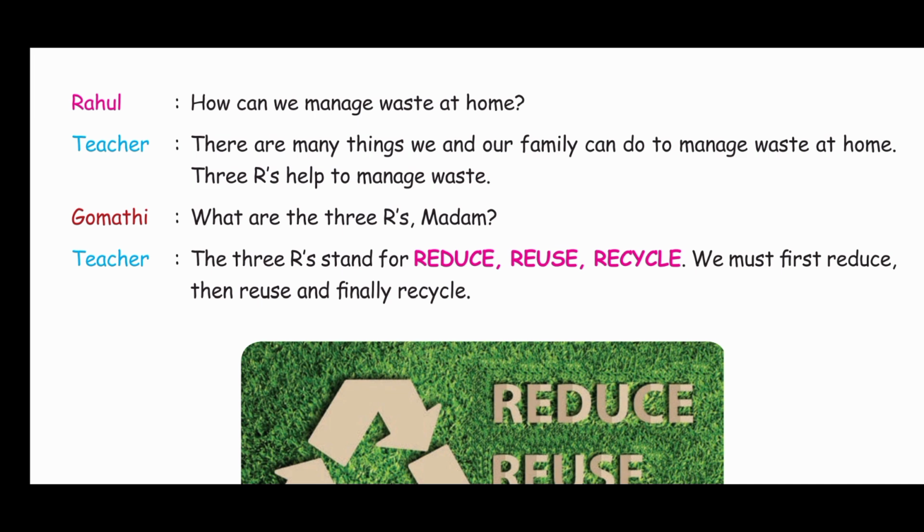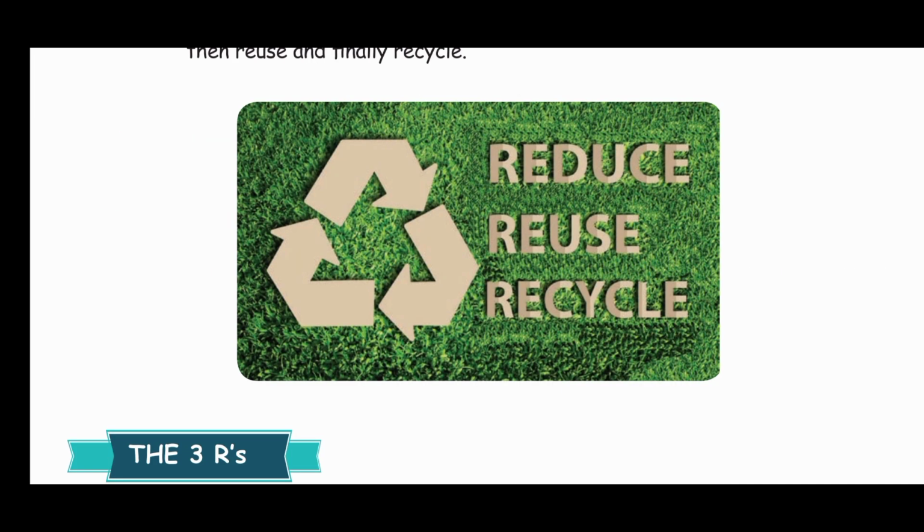The first R denotes reduce, that is, limit the usage. Reuse means waste which can be reused for some other purpose. Third one, recycle. We have to recycle that and use it again. We must first reduce, then reuse and finally recycle. Okay, this is the order. See this picture: reduce, reuse, recycle. It is in a cycle format.